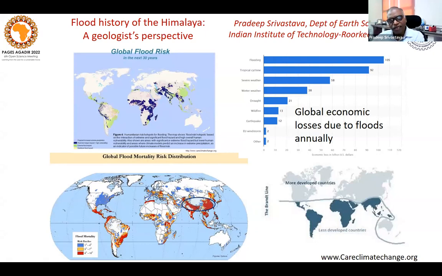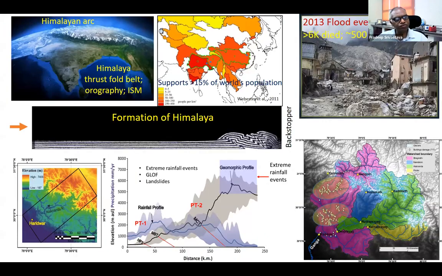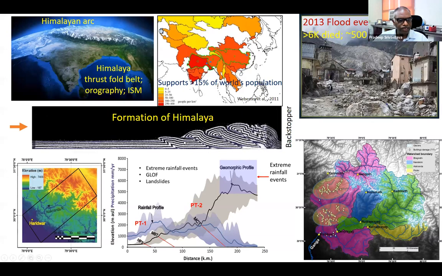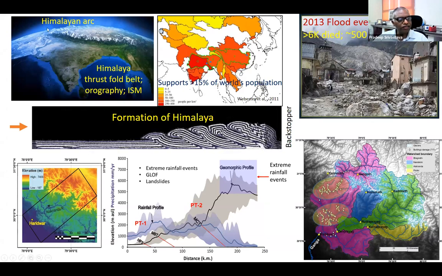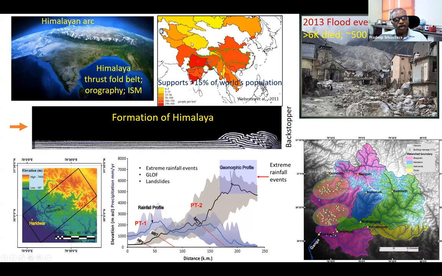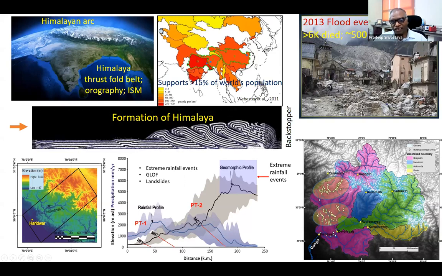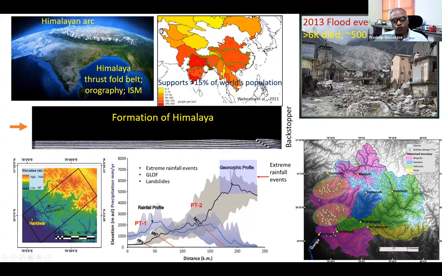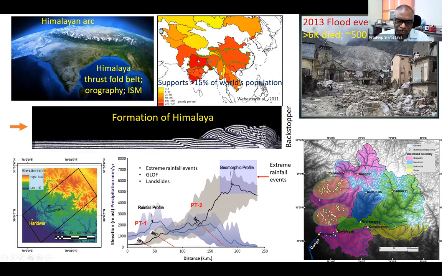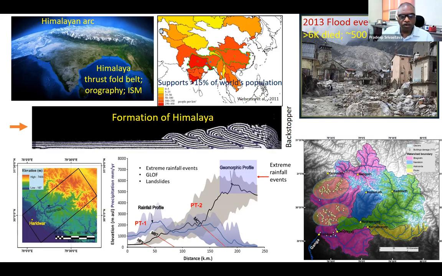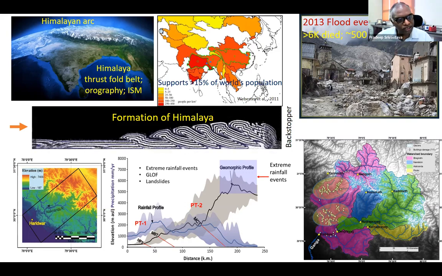So in this talk, I'm going to present some data that we have generated, or what we have understood in the Himalaya. Himalaya hosts a few of the very large river systems like the Ganga, the Brahmaputra, the Yangtze, and the Indus. These 4-5 river systems support around one fifth of the global population.